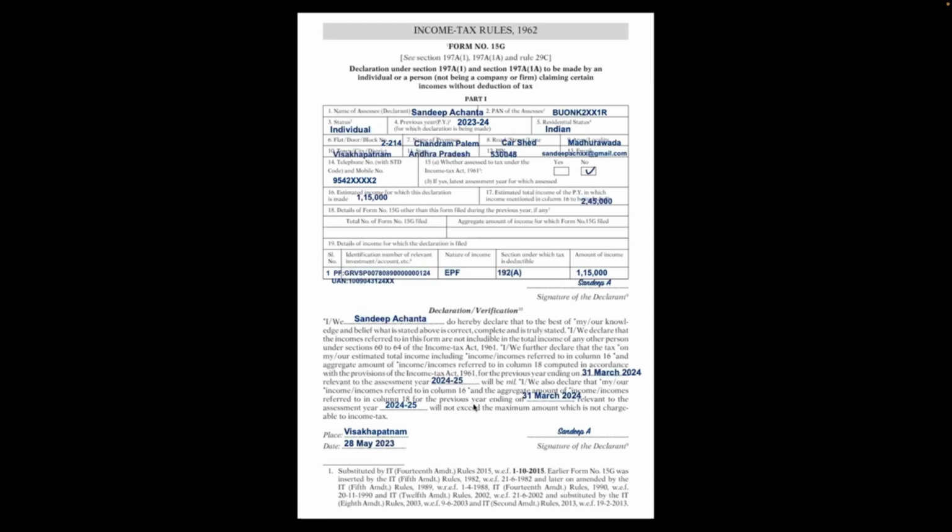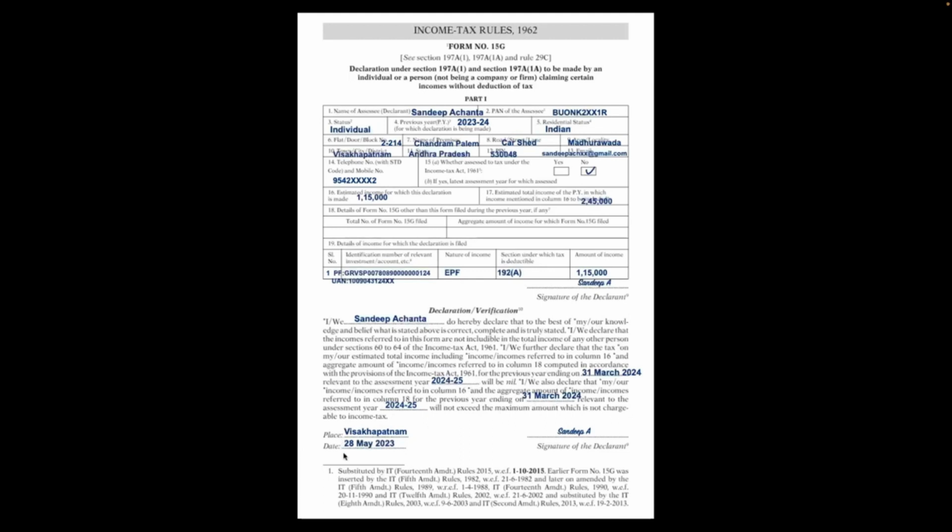Next again come to this part, previous year ending on. Here again mention the same date which I have mentioned earlier and the same assessment year. See, this previous year and the assessment year will change every year after 31st March. If you are withdrawing your EPF amount before 31st March 2024, then you can exactly mention these details like in this video on your Form 15G. If you are withdrawing your EPF amount after 31st March 2024, then the previous year will become 31st March 2025 and the assessment year will become 2025 to 2026. And the same applies to these parts as well.